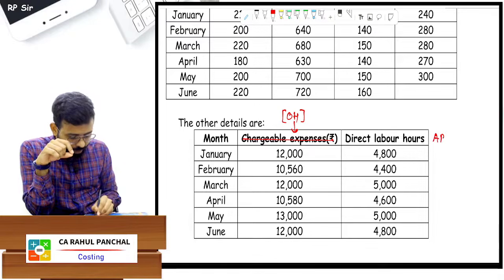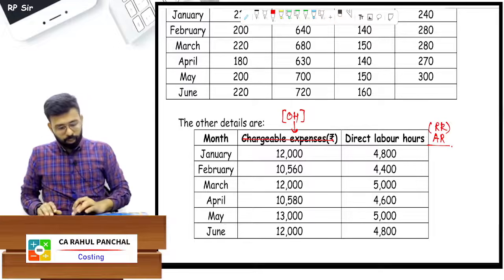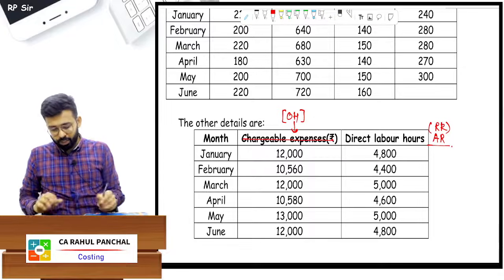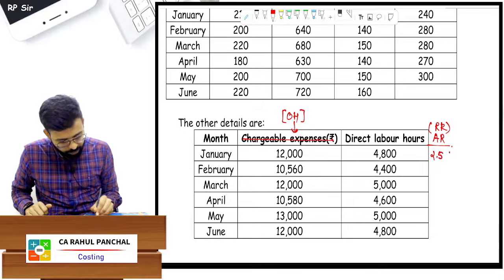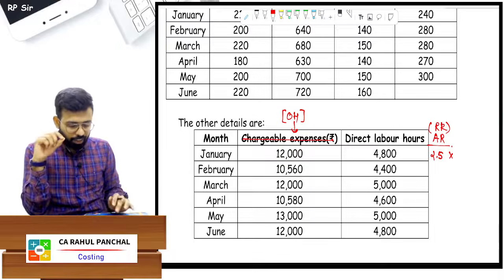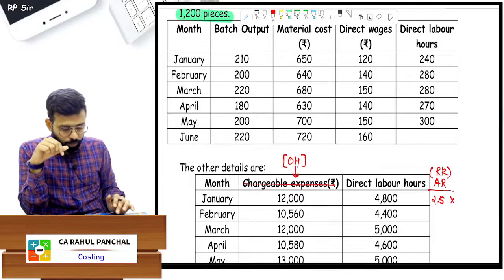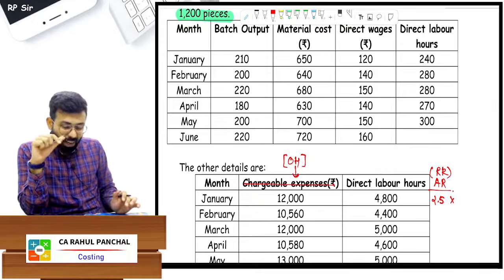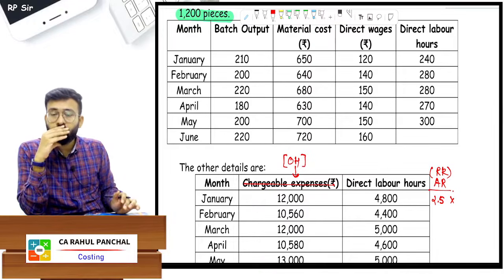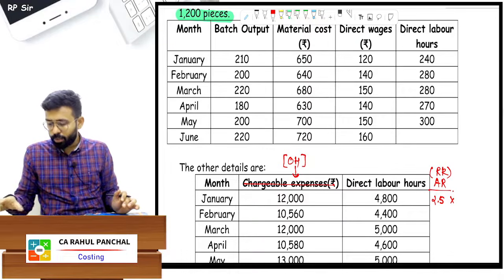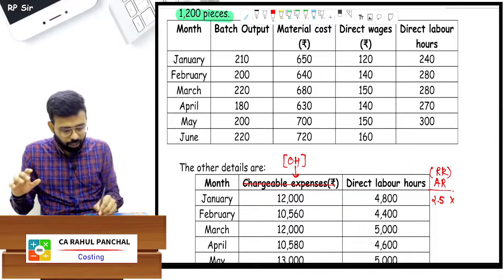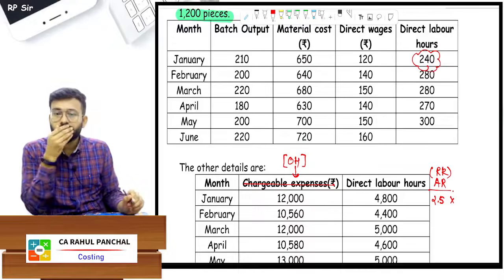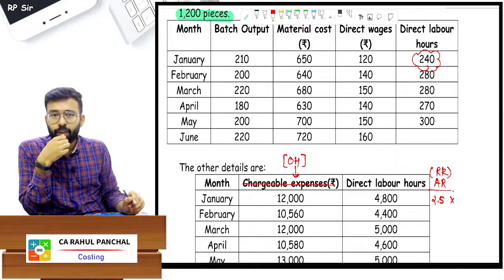I hope you understand what can be calculated is the absorption rate or recovery rate, which is nothing but 12,000 divided by 4,800, that will be 2.5. I hope you get this. And tell me, 2.5 multiplied by what will you multiply with that 2.5, since those hours are also given in the question? Tell me, what will you do? 2.5 multiplied by what? Come on, speak up. It is 240. In the month of Jan, for that specific batch, you are working for 240 hours.